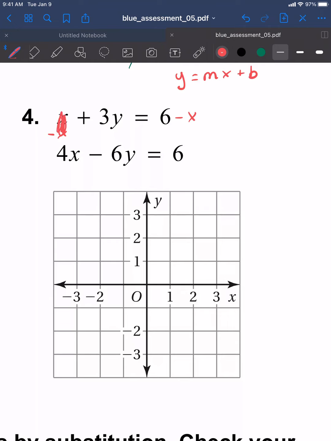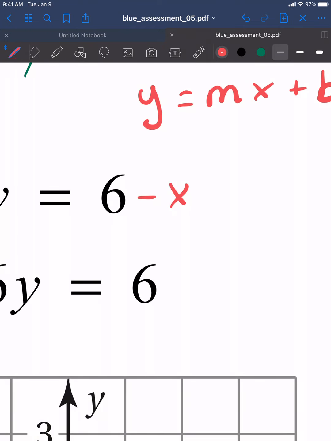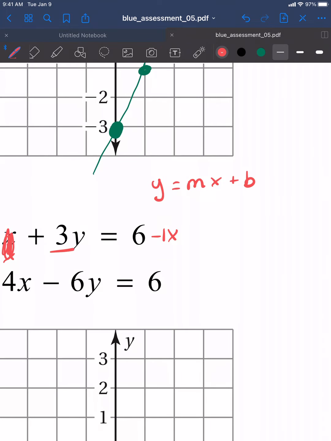So now I've got 3y equals 6 minus x. Very good. Now here's the part that people forget, okay? You ready for this? What number is next to my x? A 1. It's hidden, but it's there. Now if I divide this by 3, I have to divide everything by 3, okay?